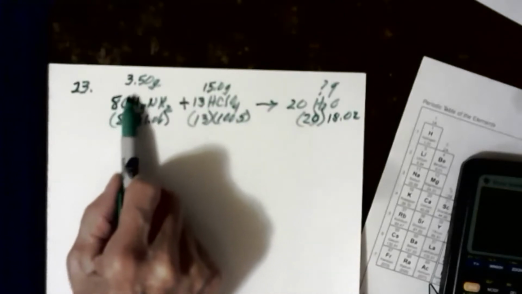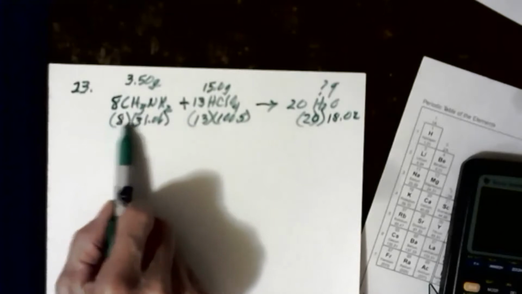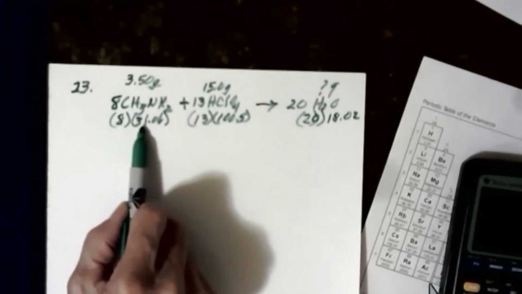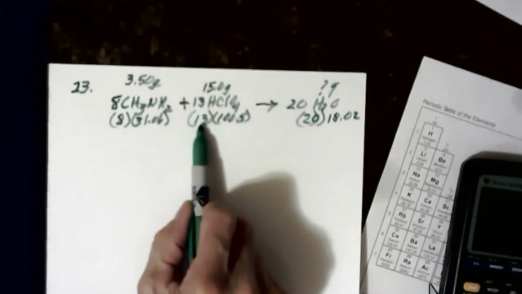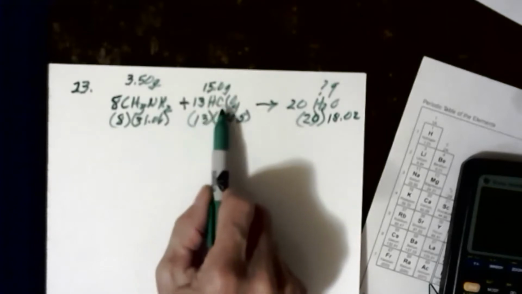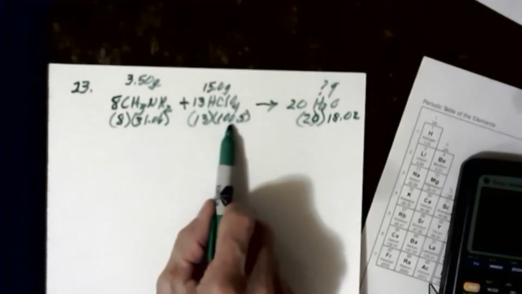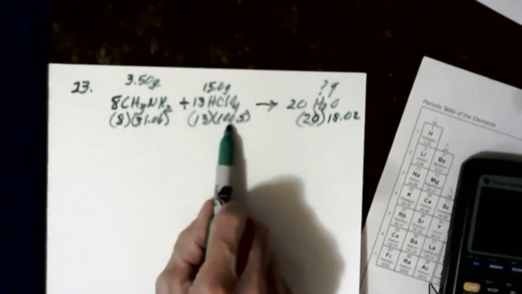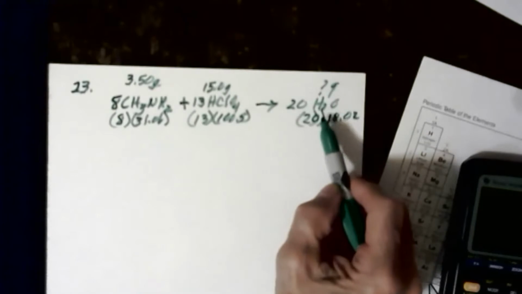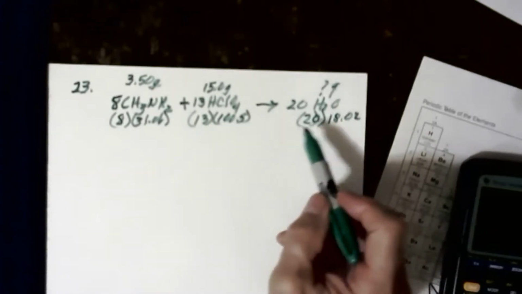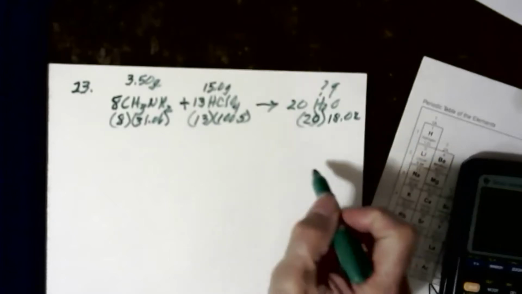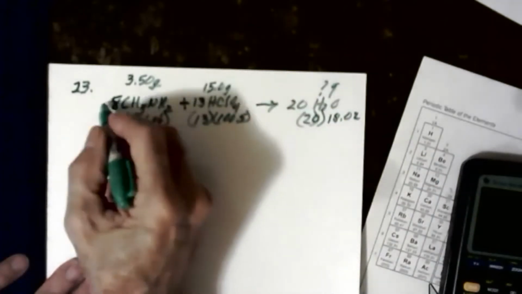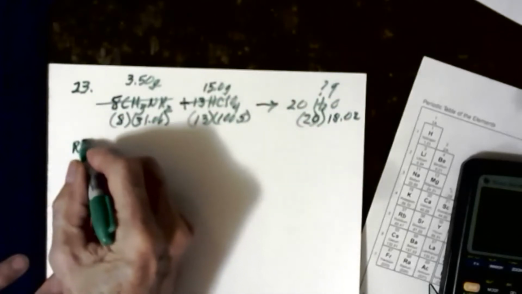The amount shown of this in this equation is 8 moles. Its molecular weight is 31.06. This one we wanted 15 grams. It's showing 13 moles. The molecular weight of HClO4 given in the problem was 100.5. We want to know how much of this we form. In grams, the equation is 20 moles. The molecular weight of water is 18.02. So I've got two rebalancing factors, one here and one here.